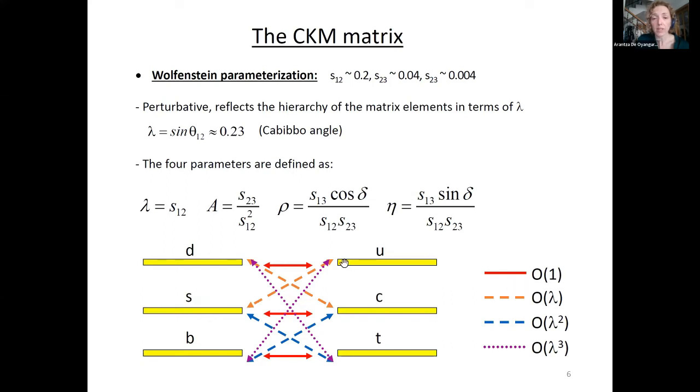In the case that you have a transition within the same generation, like u to d, it will be order 1. If you are changing between the c-d and u-s, you have order lambda. You have order lambda squared if you are going in the transition b to c. And if you are going from the third to the first generation, then you are order lambda cubed. So this expresses the hierarchy of the CKM matrix.